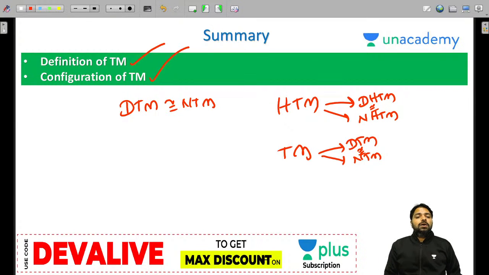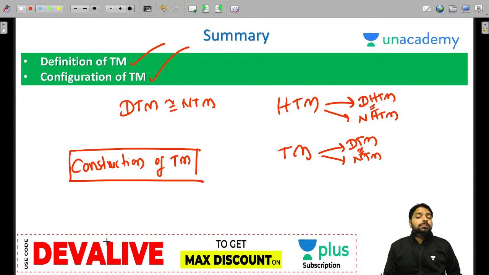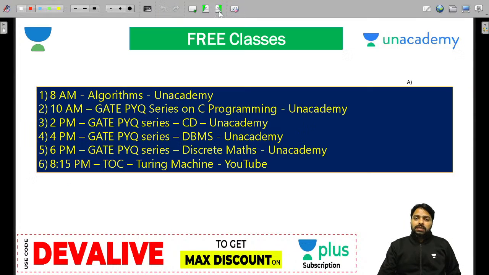And in the next class we are going to construct a Turing machine. In the next session, the construction of TM. We don't do it for many problems, but we do it for a few problems to understand how we can design a Turing machine. But theoretical points are more important than the designing of Turing machines. Remember.